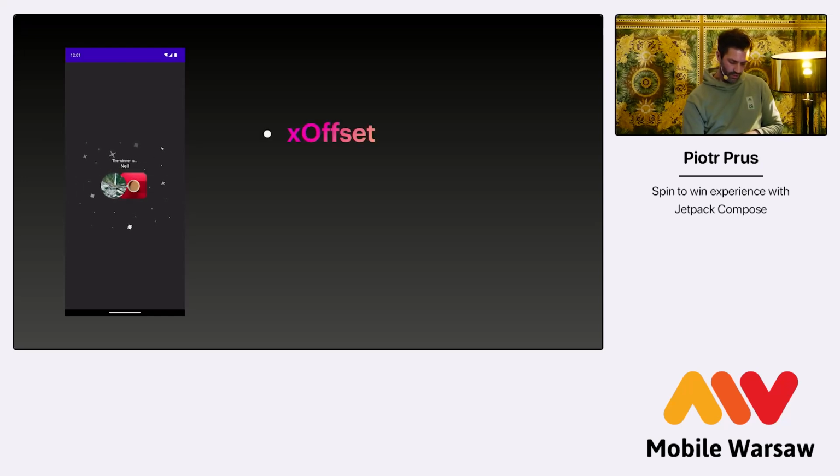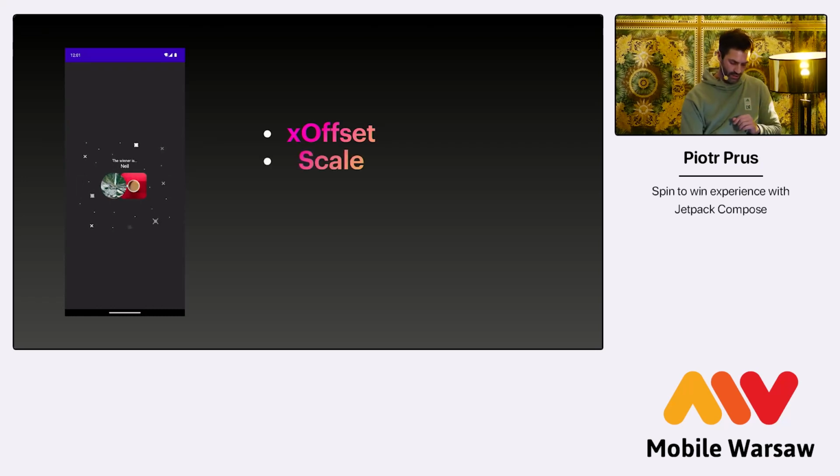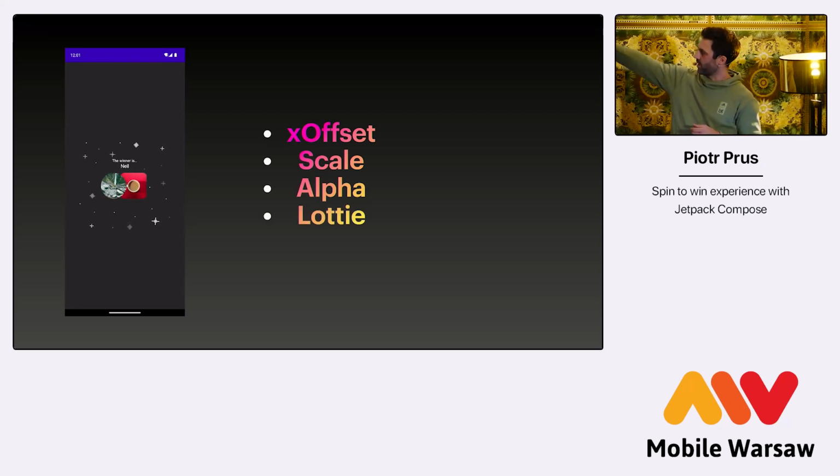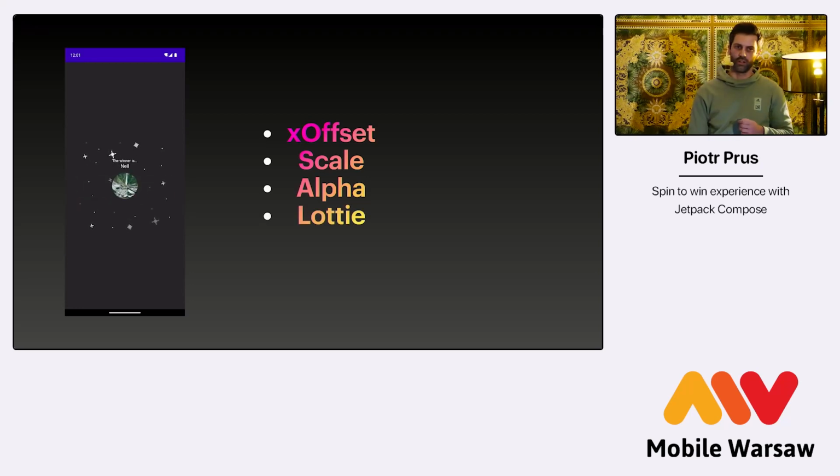So I will not go into details how this animation is built. I think it's pretty basic. I'm using here the X offset to show the prize from behind that sits there all the time. I'm just using this offset to reveal it. I'm scaling it up and adding some alpha. As I said, there is a fade out and fade in for the carousel and for the prize revealing. And at the end, those little stars around there, it's just a Lottie effect.